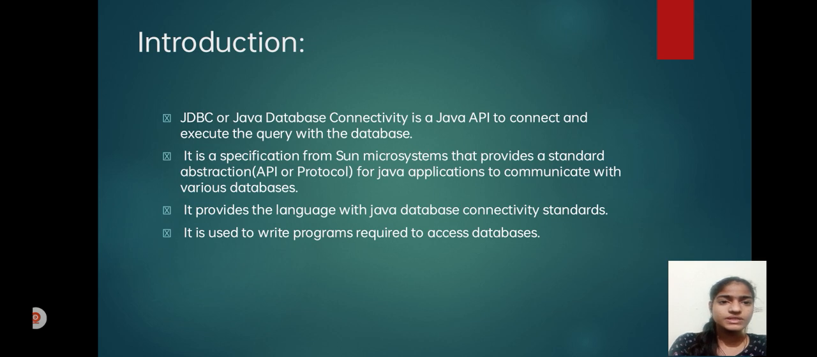It is a specification from Sun Microsystems that provides a standard abstraction API or protocol for Java applications to communicate with various databases. So normally JDBC is nothing but an API. It is used to communicate with the Java programs and to do specific tasks. It provides a language with Java database connectivity standards. It is used to write programs required to access database.